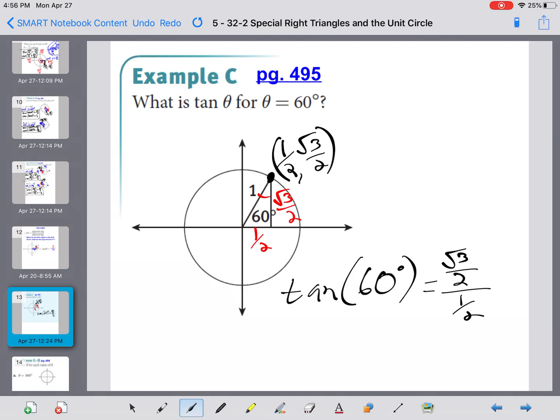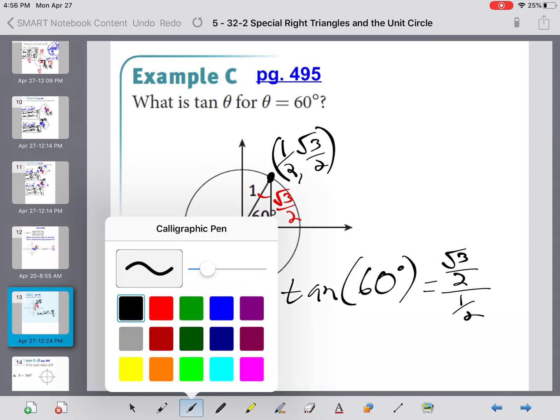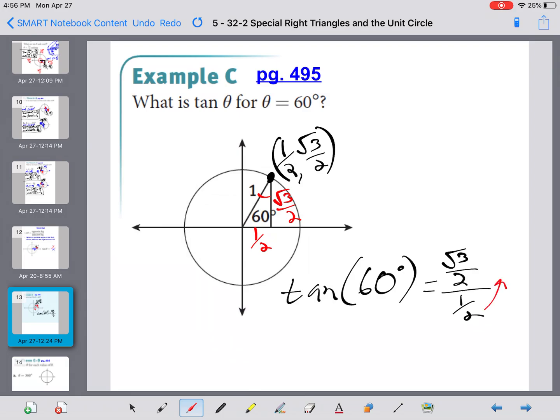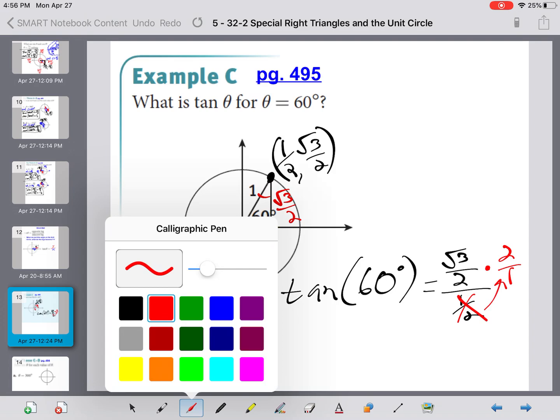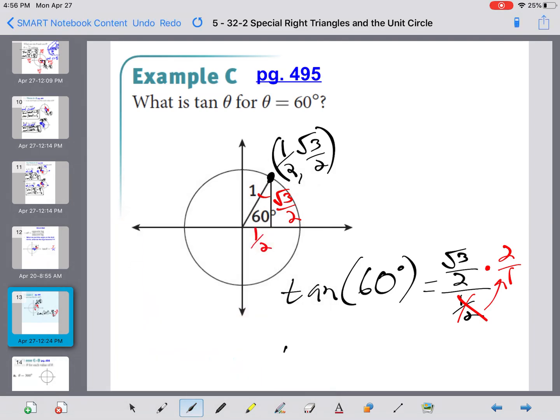And you're going to see some fractions here. Don't let that freak you out. Remember how when we divide fractions, we just multiply by the reciprocal here. So I'm going to multiply by 2 over 1, right? And when I multiply that out, the nice thing is those 2's reduce. So the tangent of 60 degrees is just positive root 3.